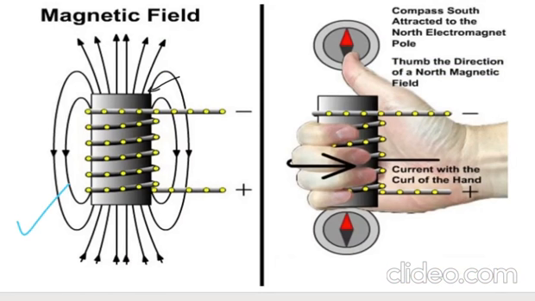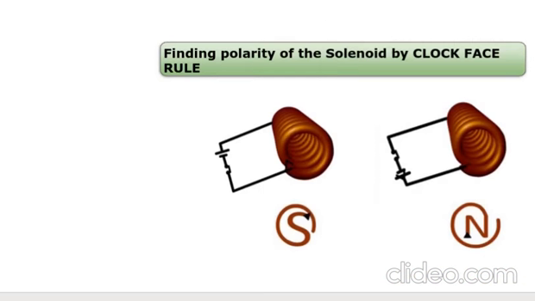Then the compass south is attracted to the north electromagnet pole. So the compass shows the electromagnet pole, and the thumb direction shows the north magnetic field. The thumb will show the north field, the compass will show the electromagnetic pole, and the coil will be the current. This is how you can identify it again using the thumb rule.